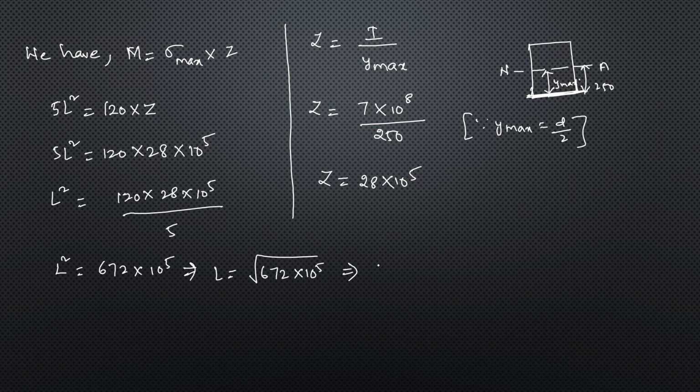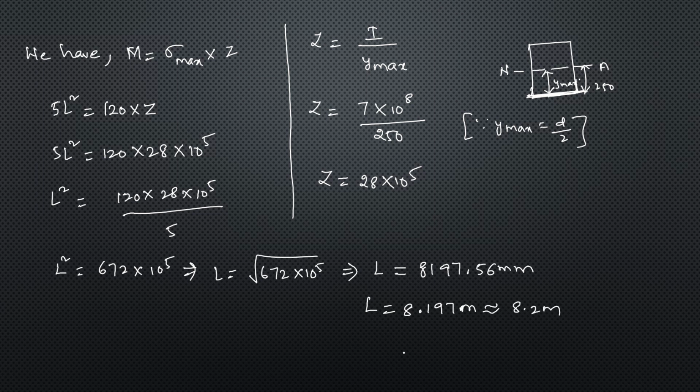So finally L value turns out to be 8197.56 approximately mm. Okay, it is in mm. Now let's say this is how many meters now? How to get in meters? Divide by 1000. So it is 8.197 meters. So which is approximately 8.2 meters.